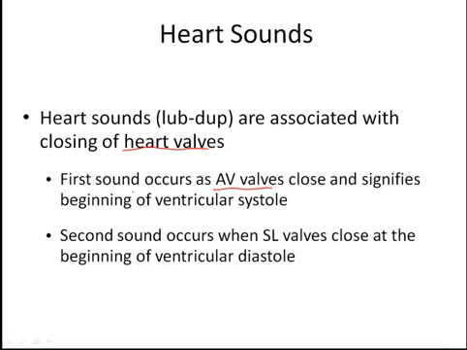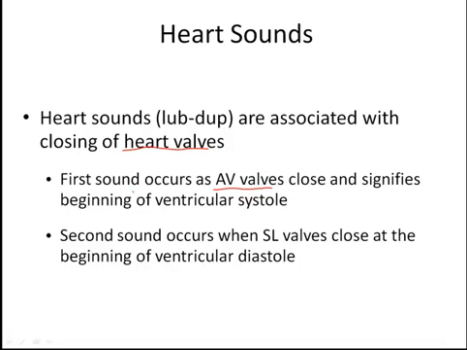The first sound that you hear is when your AV valves are closing, and that's the beginning of ventricular systole. So when your ventricles are contracting, the AV valves, the valves between your atria and ventricles, are going to close so that you don't get blood going back up into the atria. When they close, you can actually hear that. That's the first part of your heart sound.